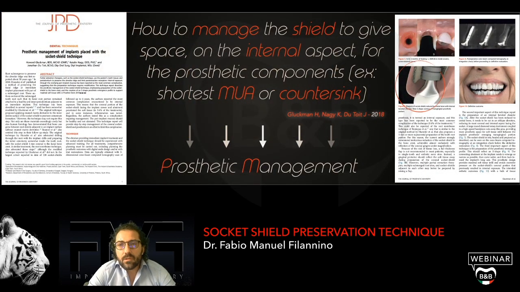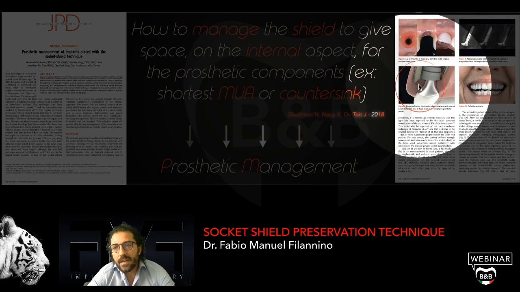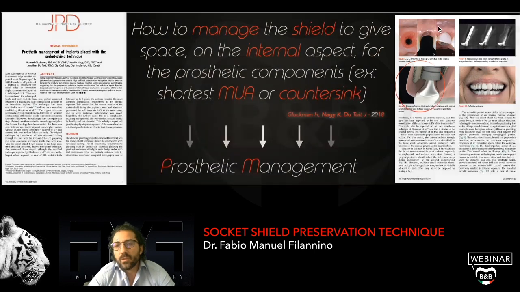Gluckman, Nagy, and Dutoit also talk about this, how to manage the shield to gain space, especially in the internal aspect of the shield. Here we can see how the shield is designed, trimmed at the bone level, and then we have the bevel to allow the prosthetic S-shaped profiles to let the tissues organize, and so we can have this chamber space for the tissues.